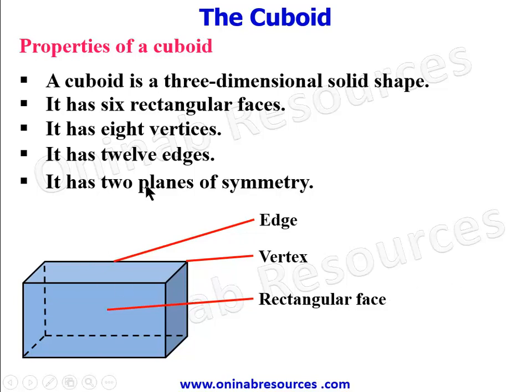And when we talk of plane of symmetry, that is the line, when you cut this, it divides the shape into 2 equal cuboids. When you draw a line or cut it this way, it also divides the shape into 2 equal cuboids. So we refer to these as planes of symmetry.